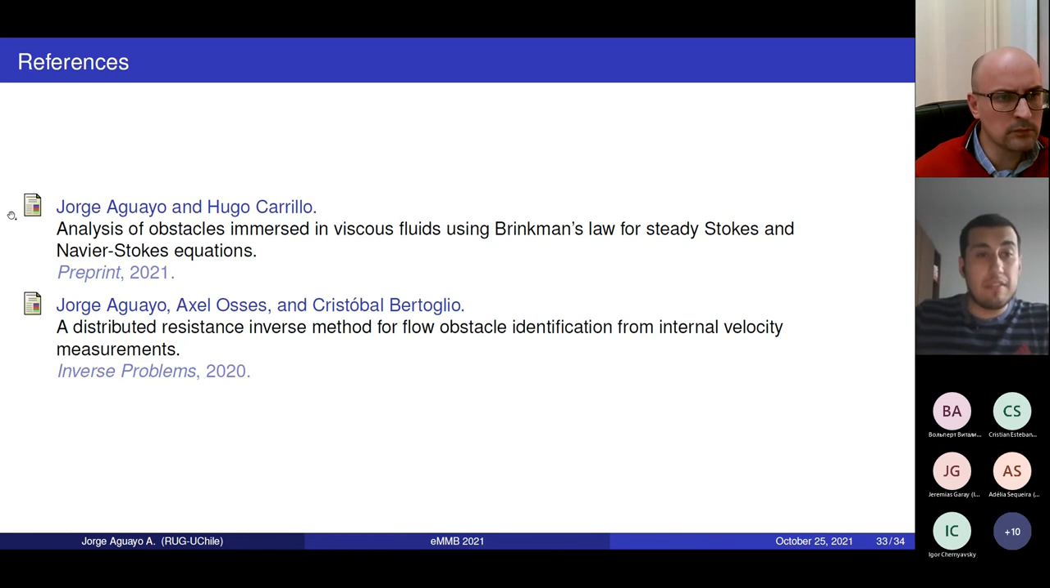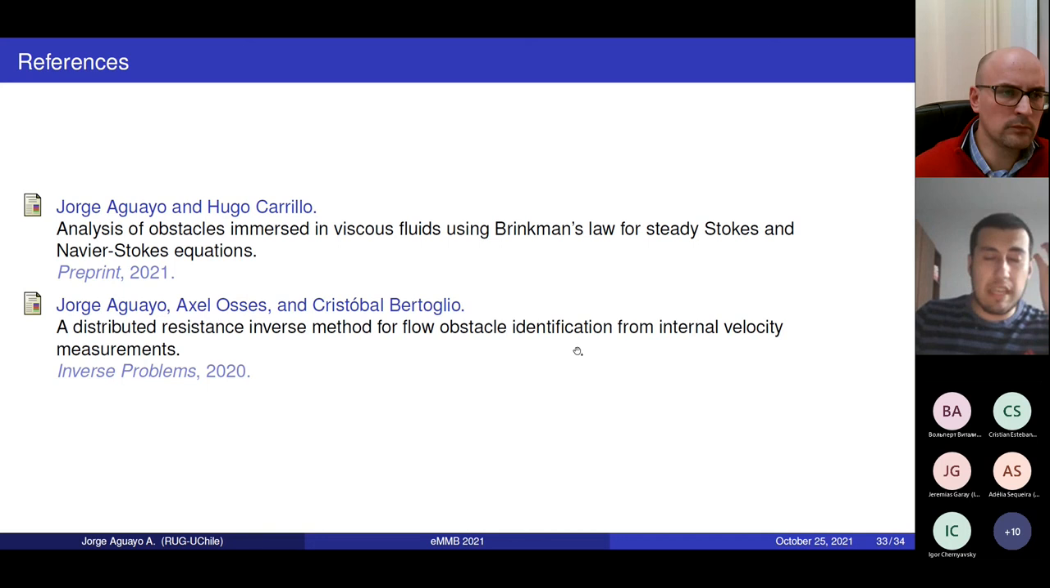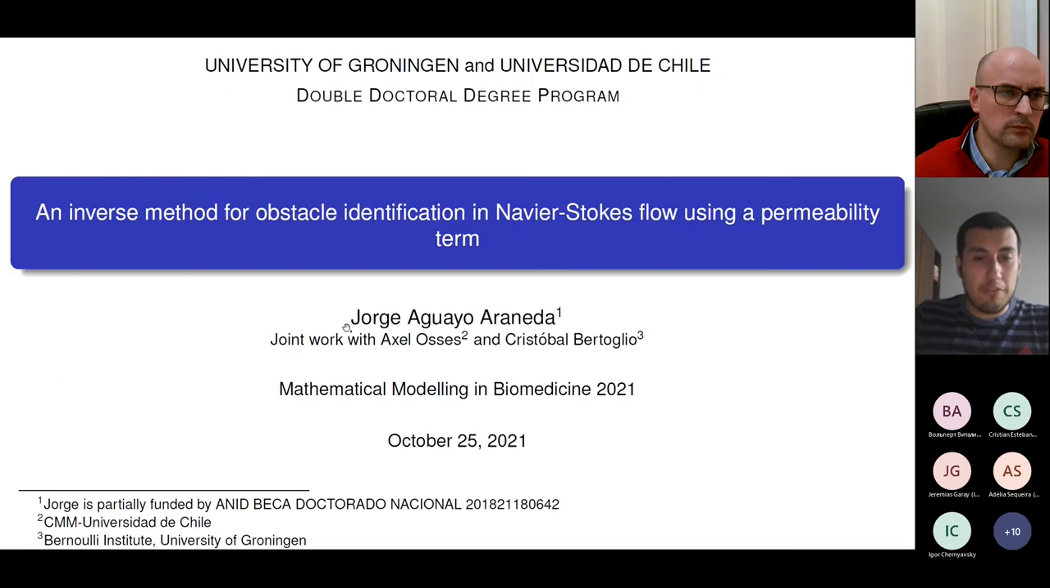Finally, this is just a preprint. The idea is to write to the reference to publish the result, but also you can see detailed theoretical things and some results in 2D in this paper published in Inverse Problems at the beginning of this year, but accepted in 2010. That's my presentation. Thank you so much for your attention.